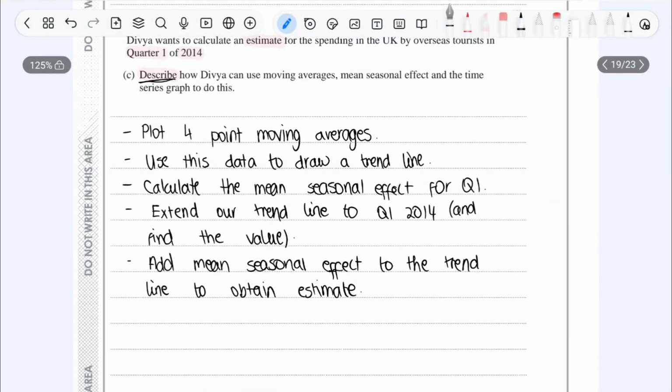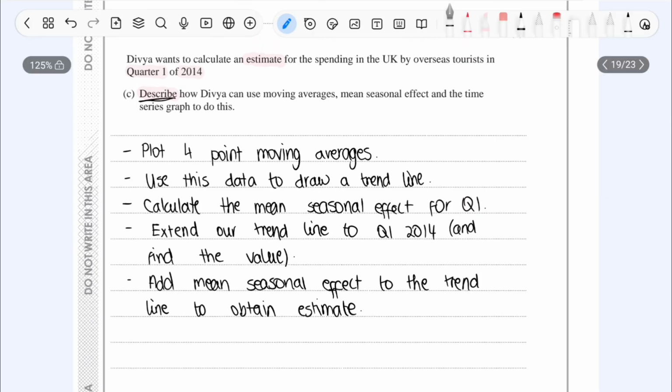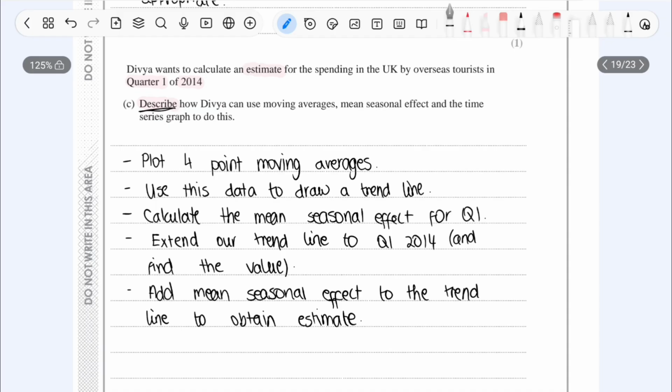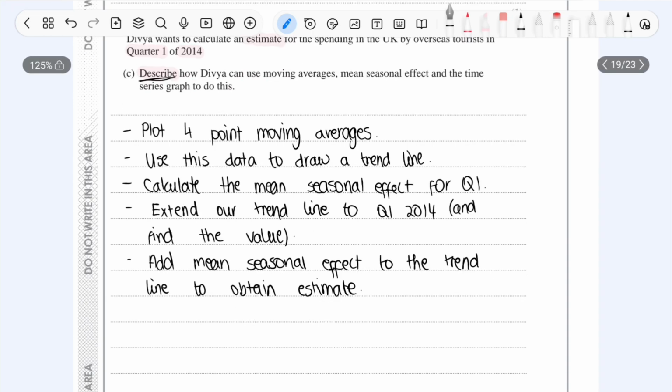And describe is actually quite a nice question, because you just have to say what you do. Just imagine you were speaking to someone and they asked you, well, how do you do this? And then you just speak to them like a friend and just explain what you're going to actually do. You plot the averages, draw a trend line, calculate the mean for the quarter one, extend the trend line, and then add or subtract to get to your actual value.